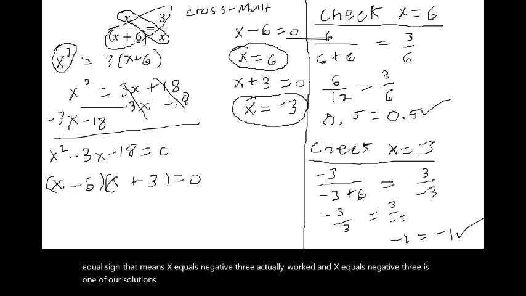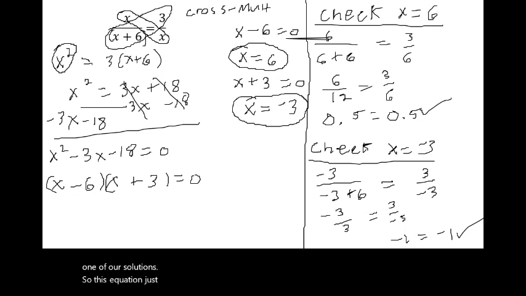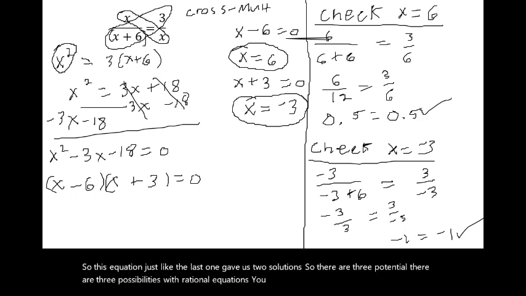So this equation, just like the last one, gave us two solutions. So there are three possibilities with rational equations. You could get one solution, you could get two solutions, or you could get no solutions. And which one you end up with depends entirely on what the equation looks like and how the equation is set up.